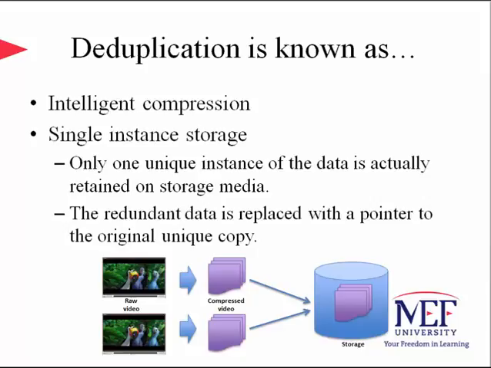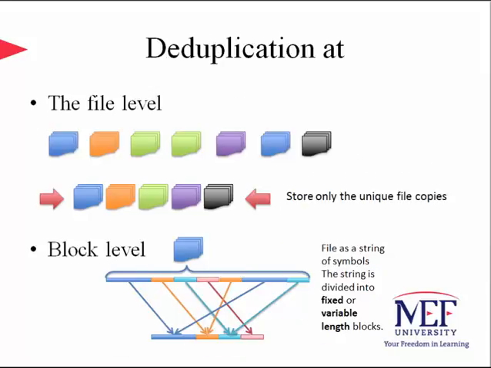The figure here shows an example of compression and deduplication operating on the same system. As can be seen, as long as we use the same compression algorithm, the compressed outputs will be identical, and hence deduplication can be applied across files to gain data reduction. So deduplication can be provided at the file level or at the block level or chunk level. Block level is a deeper search than file level because it involves recognizing the file as a string of symbols, and then the string is divided into fixed and variable length blocks.